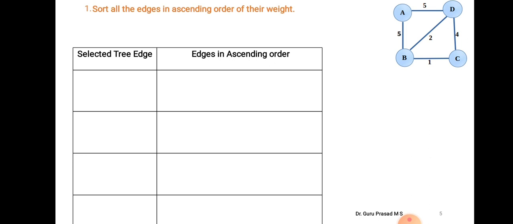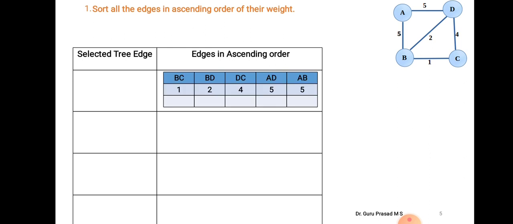Step 1 of the algorithm: sort all the edges in ascending order of their weight. Here we have to sort the edges in ascending order. The sorted edges are BC1, BD2, DC4, AD5, AB5.